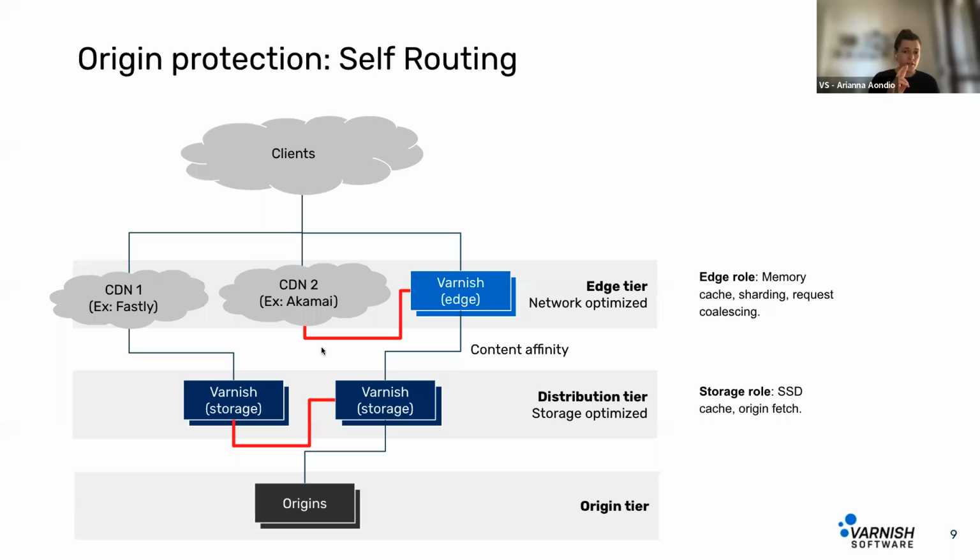Those two, content affinity and self-routing, they are programmable within Varnish. And the content affinity is typically offered also by other CDN vendors. So that's a pretty standard feature available. But then again, here we're looking at the logical solution, meaning that Varnish here will play a very important role because we can implement self-routing and we can implement content affinity using VCL, using the Varnish configuration language.